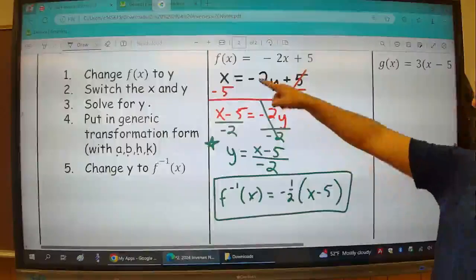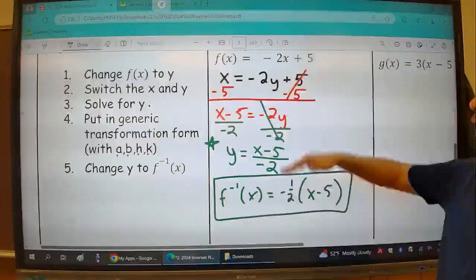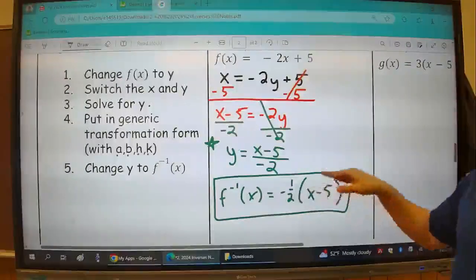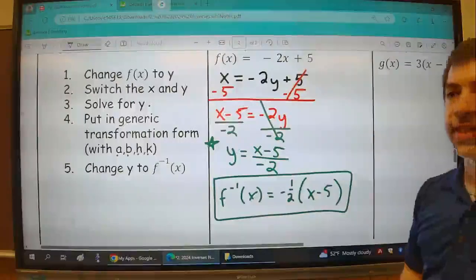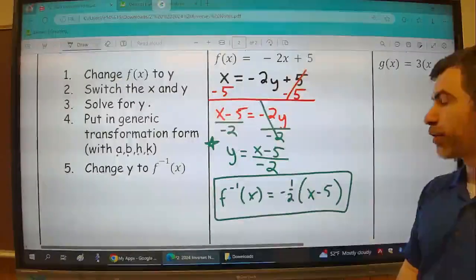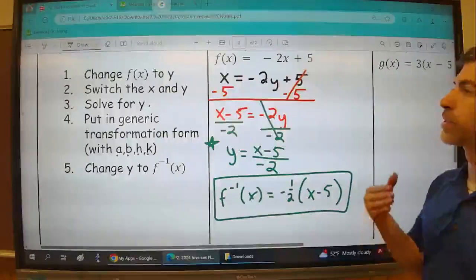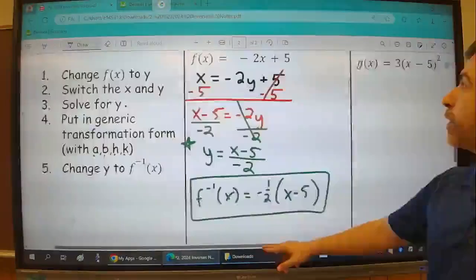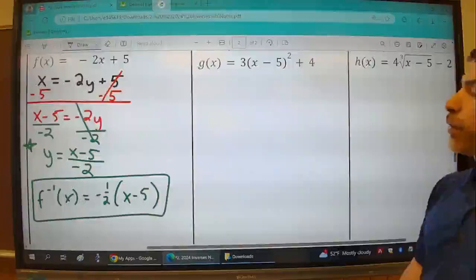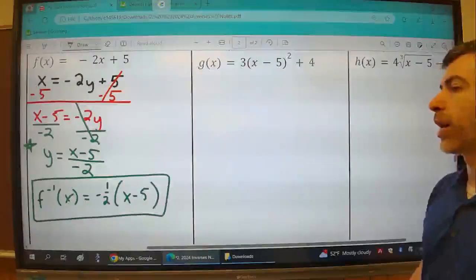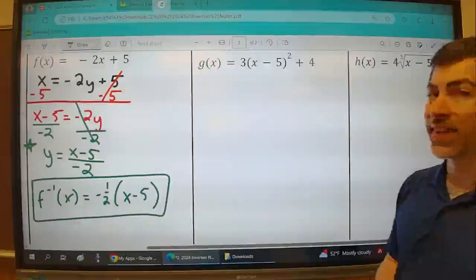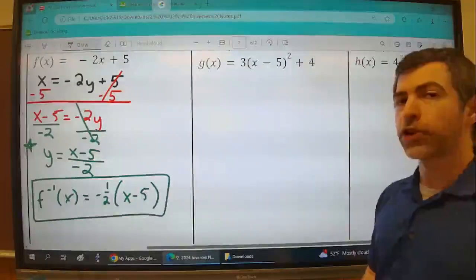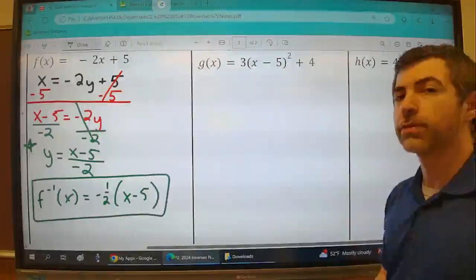We took my original. We switched x and y's position. We solved for y, and then we cleaned it up. And this function undoes everything that my original function did. That is how you find the inverse function algebraically. And I'll do the same thing for the g function. I'll follow my same steps of switch x and y, solve for y again, and then clean it up. So take a moment, pause it, give it a shot, and when you're ready, unpause it for the solution.